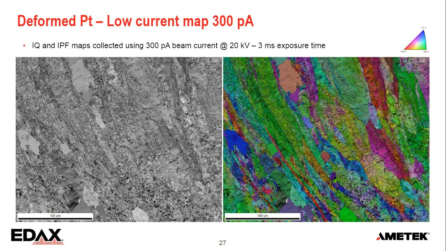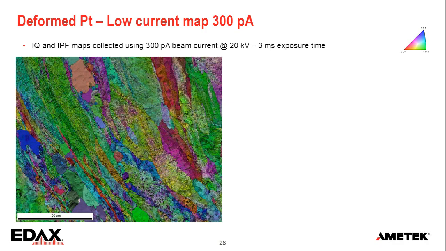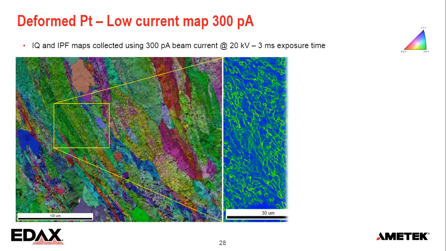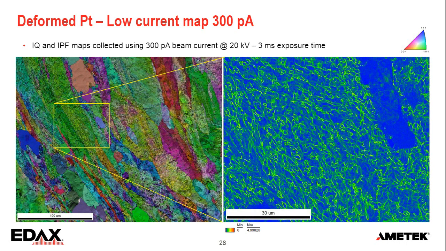Here's another one. This is deformed platinum. Again, just a few hundred picoamp and a few millisecond exposure. That's enough to get good diffraction patterns for reliable indexing. Again, we get a very sharp EBSD map, the image quality map on the left. And when we zoom in a little bit on the deformation, you can see beautifully the low angle boundaries that are between 0.5 and 1 degree here on the left. And here in this blue grain on the right, those boundaries are between 0.05 and 0.2 of a degree. And you can nicely identify those.